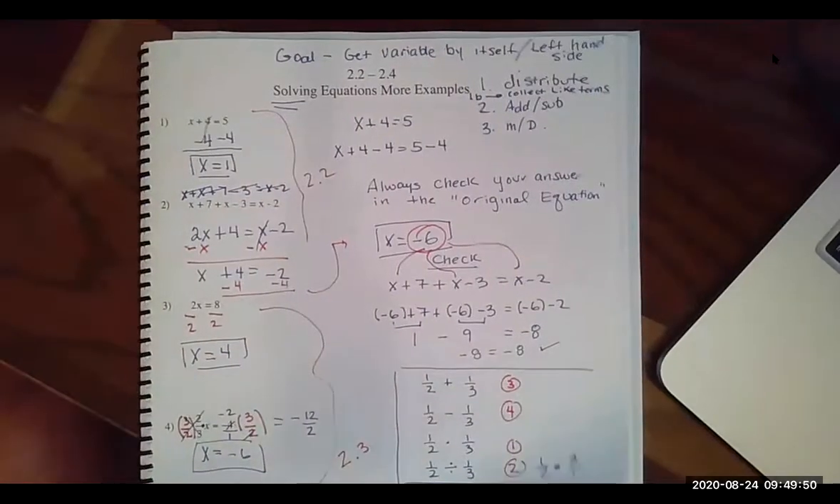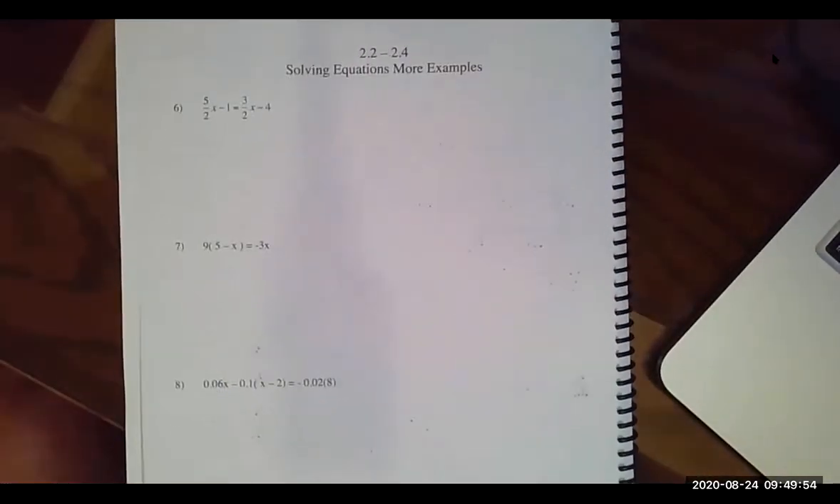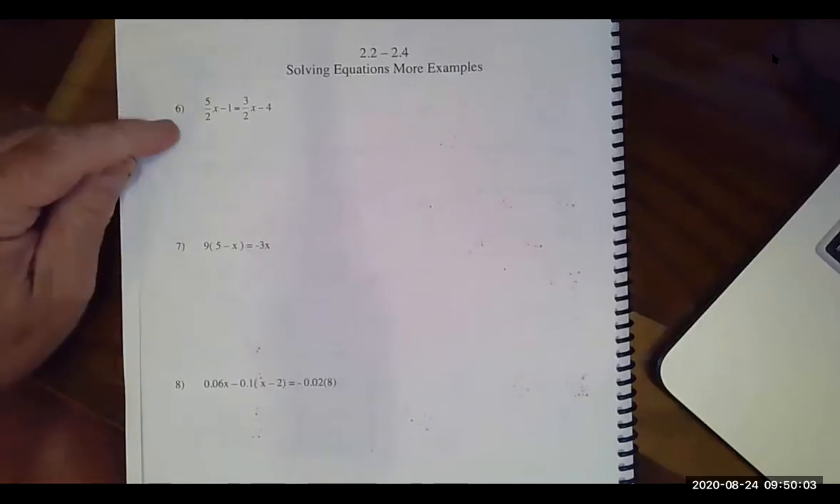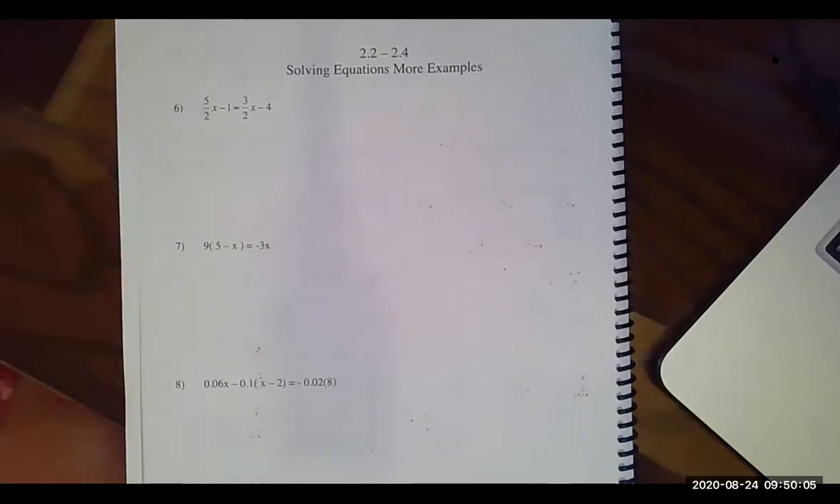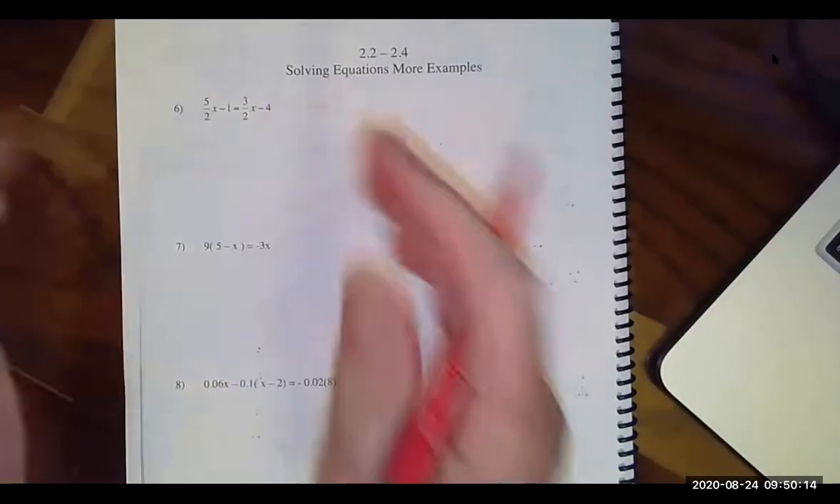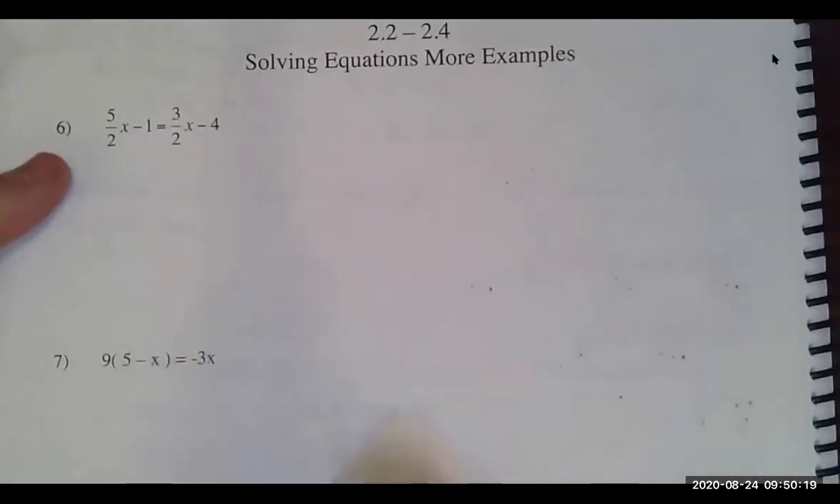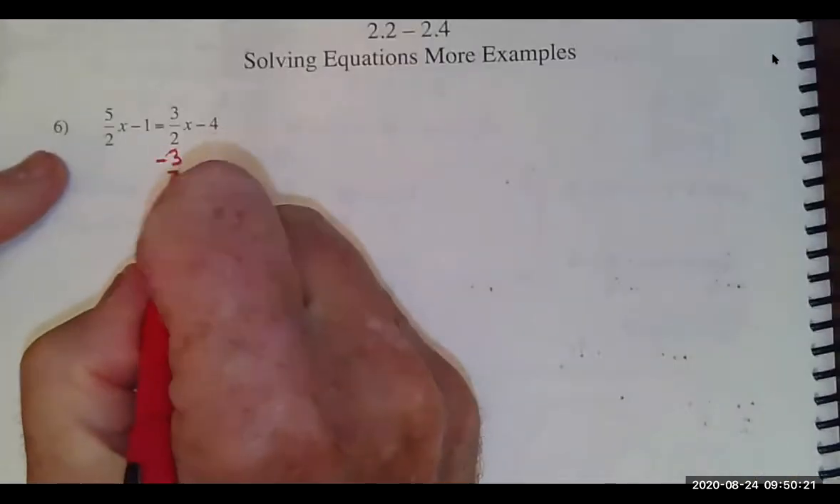Okay, flip the page. If you've got your packet, flip the page. And now we're just going to step through 10 problems, it looks like, maybe 10 problems. All right, next one is one of the scary ones for some of you because you see, oh my gosh, I've got fractions. So what I'm going to do is get the x's on the left-hand side. So I'm going to subtract 3/2 x.